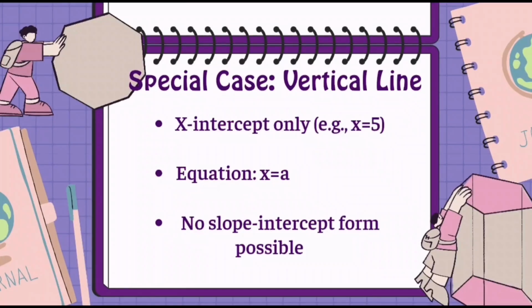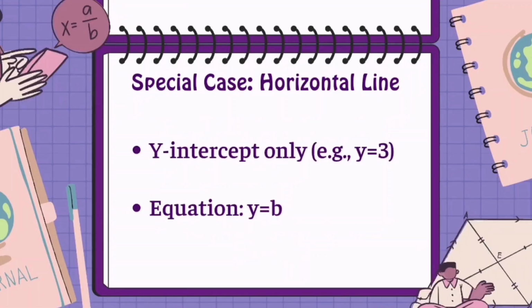So these are the special cases. Vertical line: if the line only has an x-intercept, say at (5, 0), the equation is simply x equals 5. This is vertical, so the slope is undefined. And then the horizontal line: if the line only has a y-intercept, say at (0, 3), the equation is y is equal to 3. This is horizontal. Slope is 0.